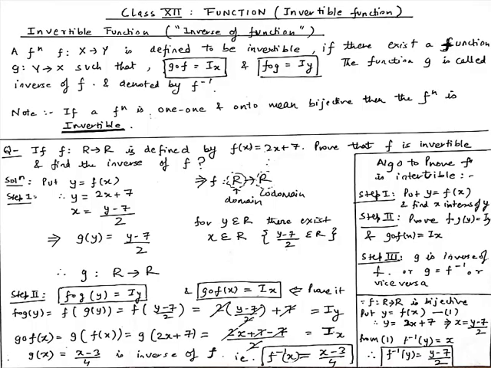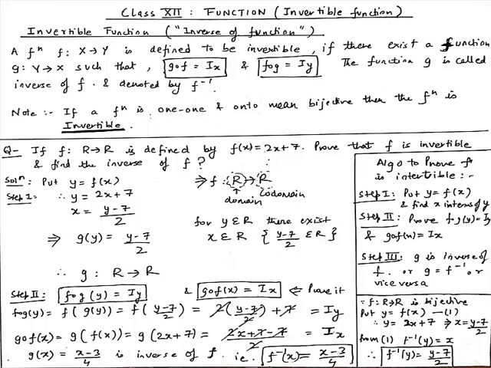So as per the definition of an invertible function, a function f from X to Y, here X is the domain and Y is the codomain, is defined to be invertible if there exists a function g, means there exists some other function g from Y to X, here Y is the domain and X is the codomain, such that g of f equal to I_X and f of g equal to I_Y. Then the function g is called the inverse of f and denoted by f inverse.